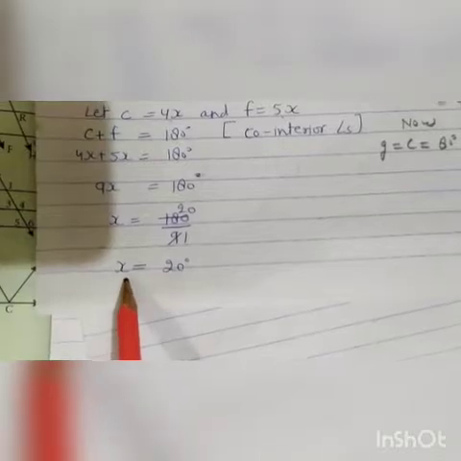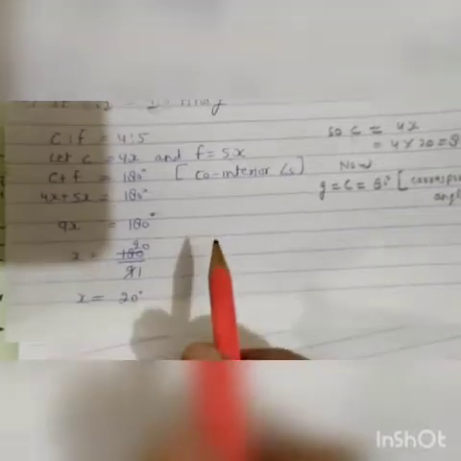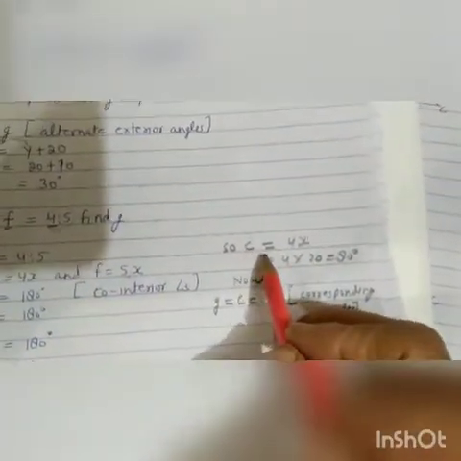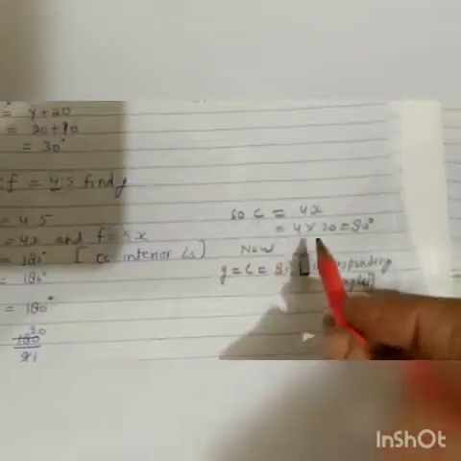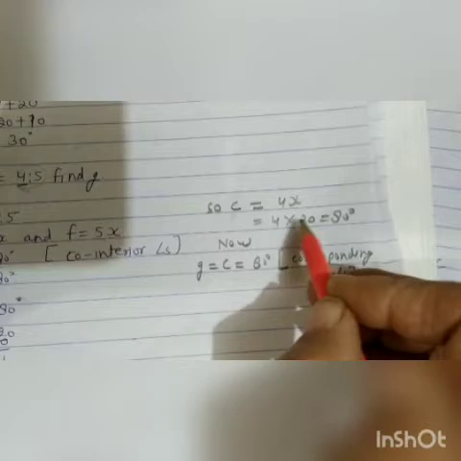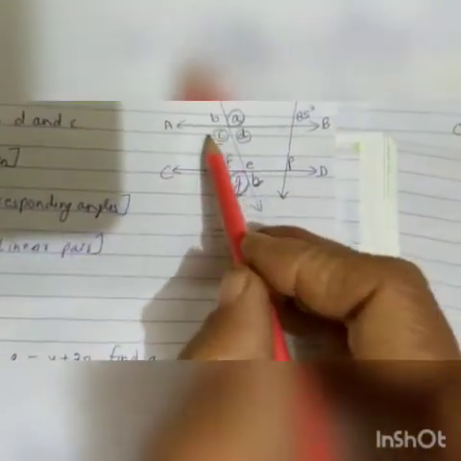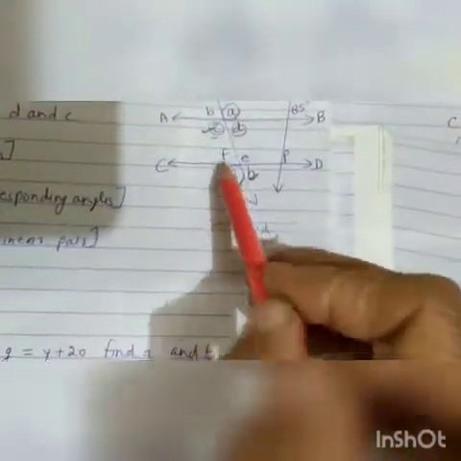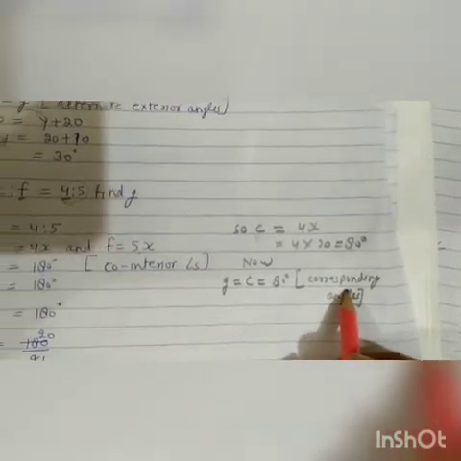Here we have found out x is equal to 20 degrees. Now we will put this value of x in C. C is equal to 4x, so C is 4 into 20, which is 80 degrees. Now we have to find out G. See here, this C and this G are corresponding angles. So G is equal to C, which is equal to 80 degrees. They are corresponding angles.